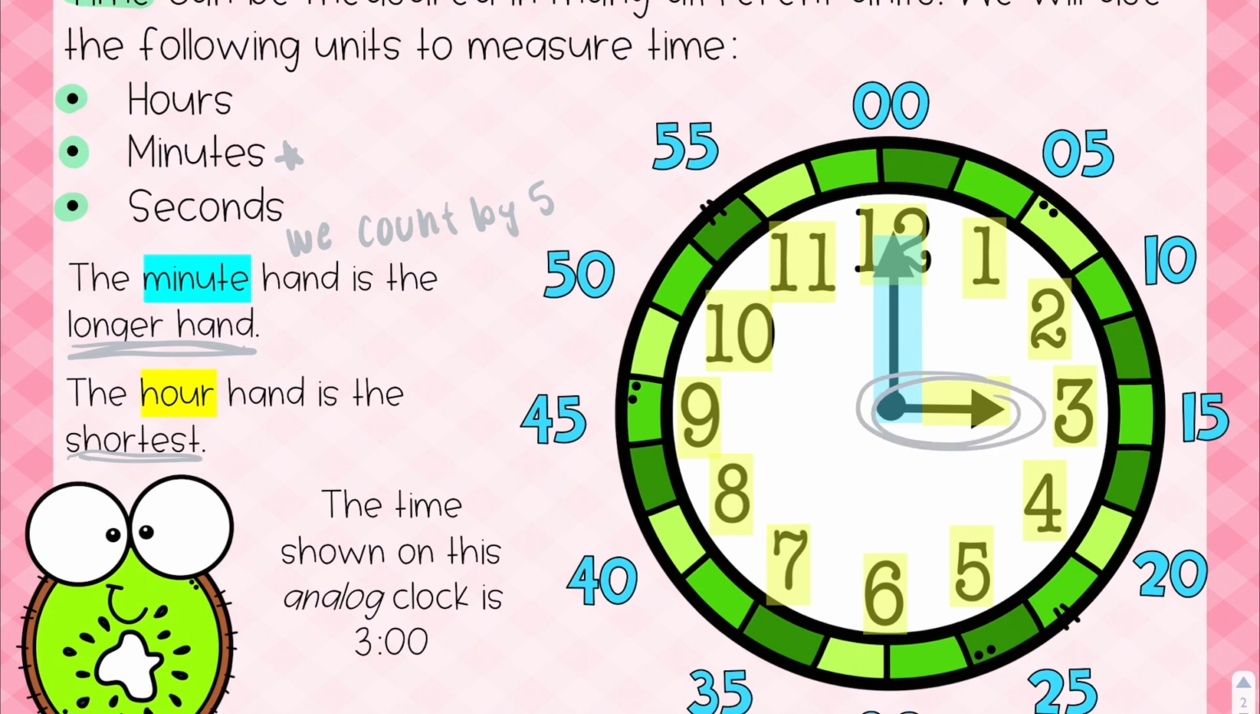Next we have our hour hand, and our hour hand is the shortest hand. I highlighted it in yellow, and we count by 1, so we simply use the big hour number. So I have 1, 2, 3, 4, 5, 6, 7, 8, 9, 10, 11, 12, and we go around the clock in a full day twice. So AM would be 12 hours, and then PM will be 12 hours. On this clock, it's showing 3 o'clock because my hour hand, that shorter hand, is pointing to the 3, and my minute hand is pointing to the 12, which we represent with double 0 because that's where we start.